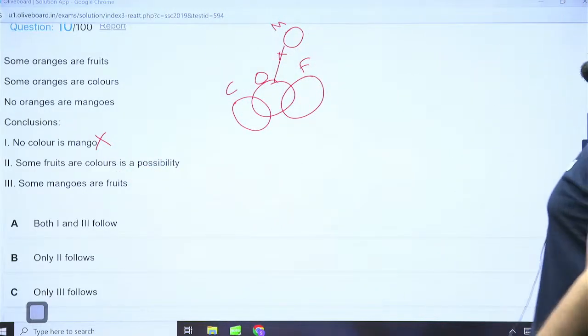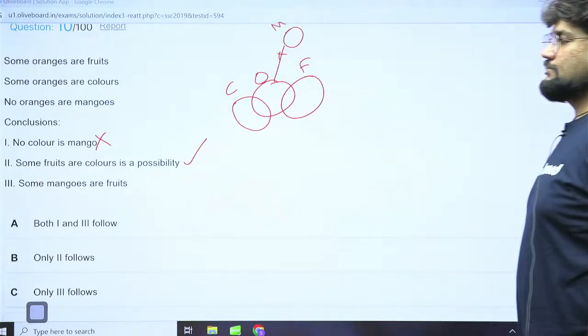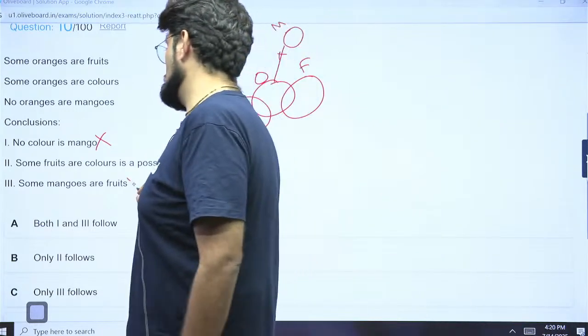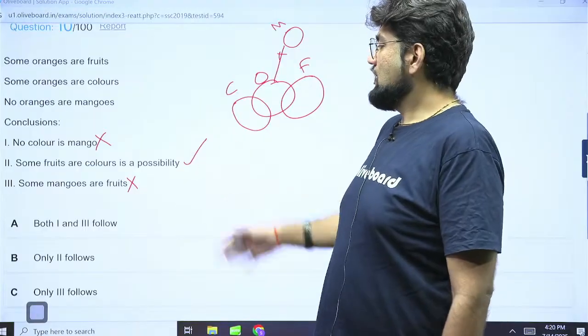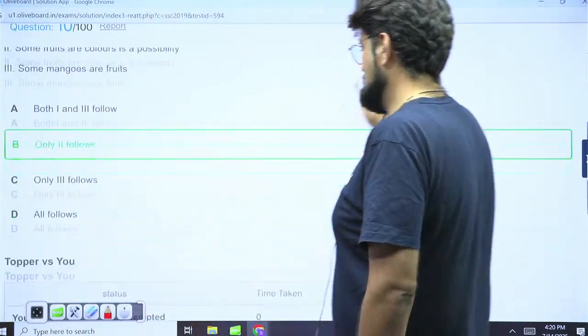Some fruits are colors is a possibility. Fruits and colors are not connected, so all possibilities between them will be valid. And some mangoes are fruits. I can't say anything about this, so this will go. But if it was some mangoes are fruits is a possibility, it would have been correct. So only conclusion 2 follows. I believe option B is the right answer.